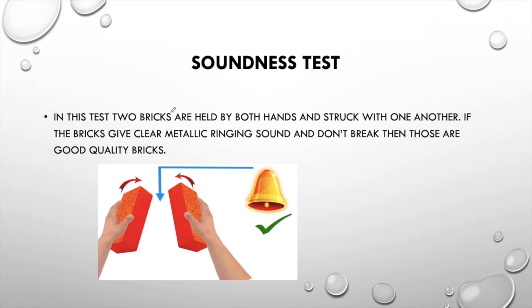Now the soundness test is that two bricks are held, one in each hand, and struck against one another. If the brick gives a clear metallic ringing sound, mind this word, clear metallic ringing sound, and doesn't break, then these are good quality bricks. So these are usually the simple tests which are performed to test the soundness of the brick.